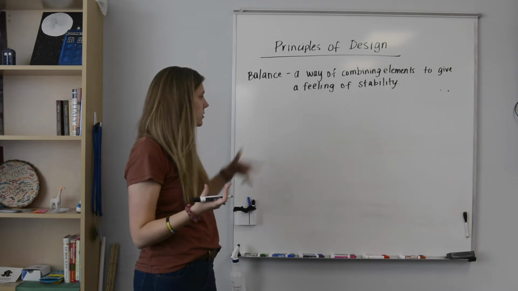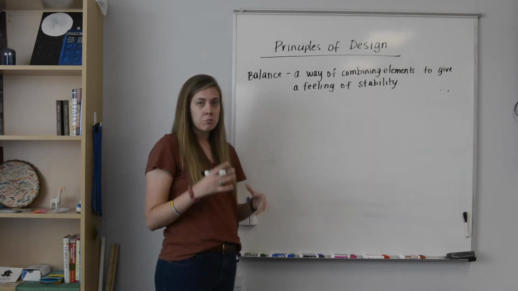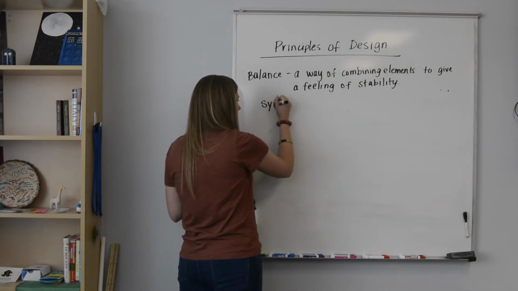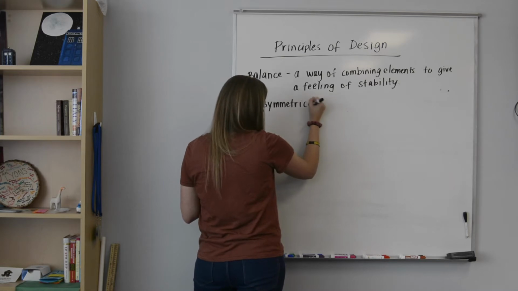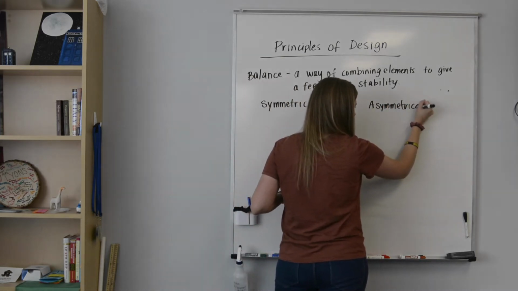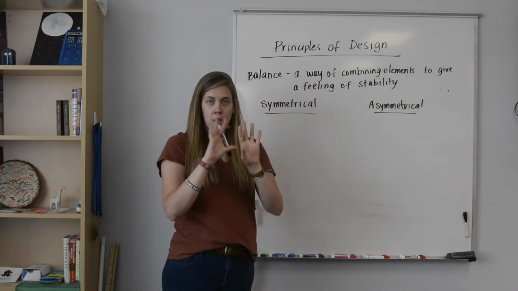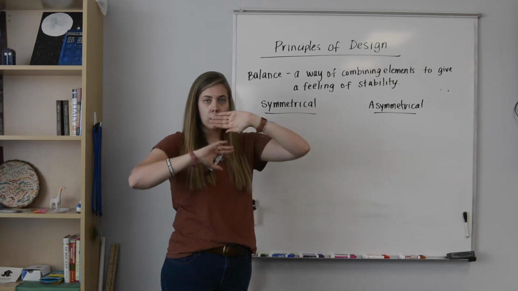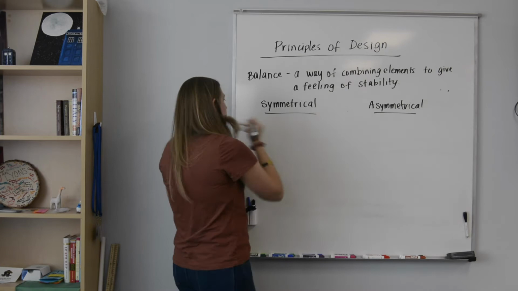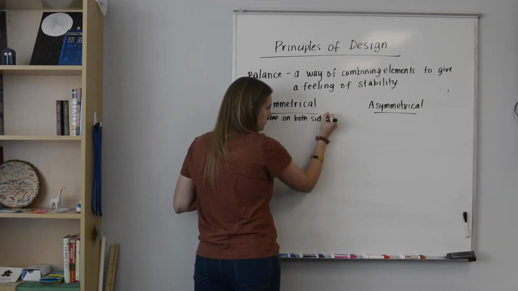So what's balance mean? There's 2 main ways of implementing balance in a photograph. There's symmetrical and asymmetrical. A symmetrical photo means it's the same on both sides, or on top and bottom it's the same, whichever direction, it doesn't matter. So, same on both sides.